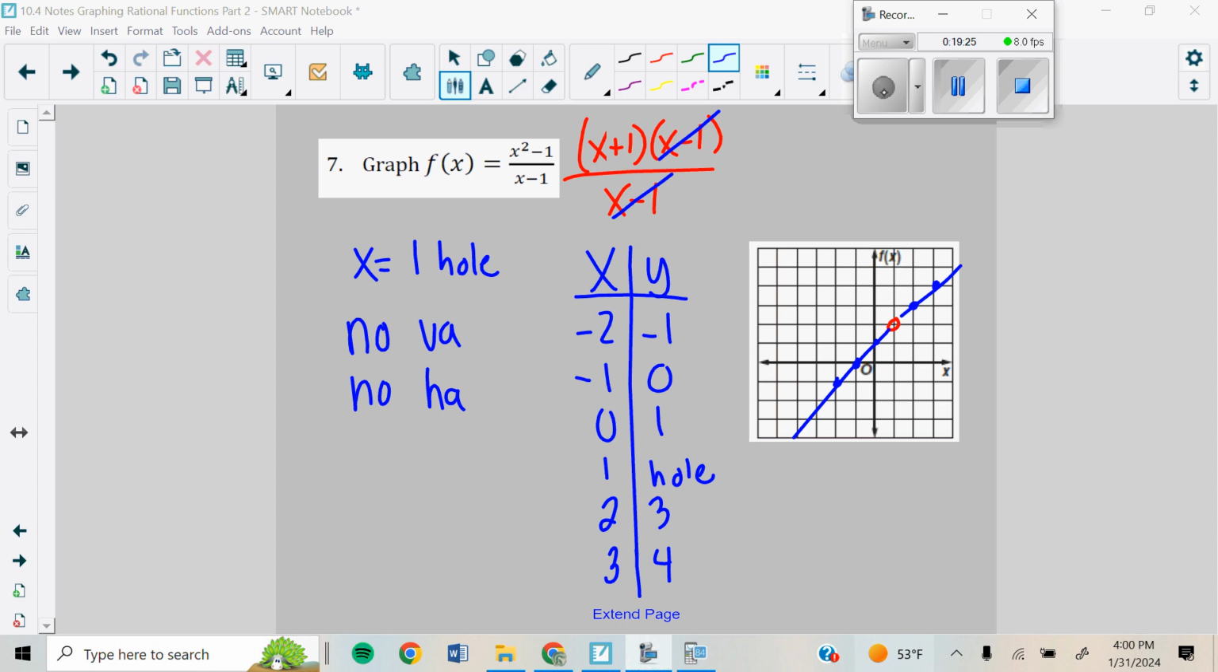All right, just a heads up, when you get to your homework, there are 2 problems on your homework that have both a hole and vertical asymptote and horizontal asymptote. So it can be done where you have all 3 of them.